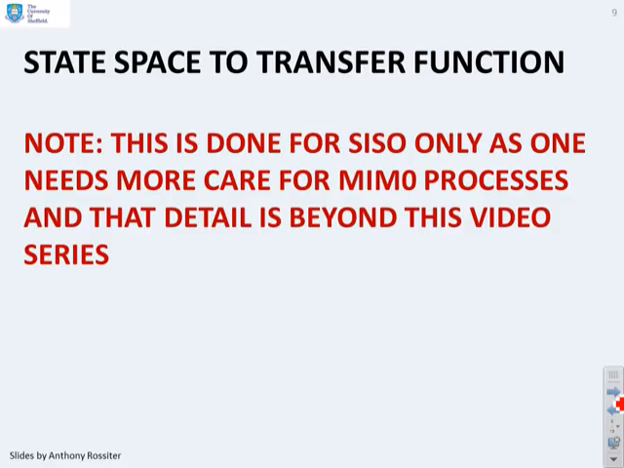How about state space to transfer function? Now a bit of a warning here that this is done for SISO only, as you need to be a lot more careful for multivariable processes, and that detail is beyond the remit of this series.